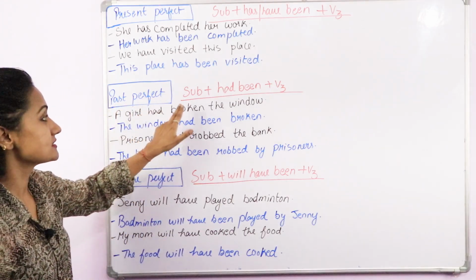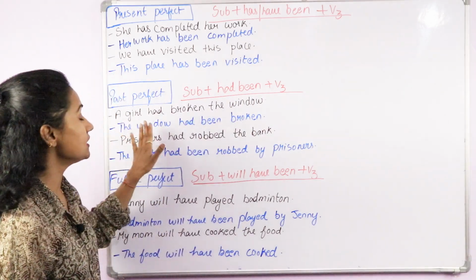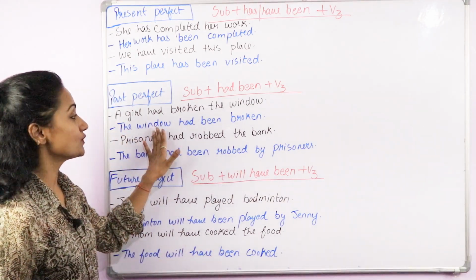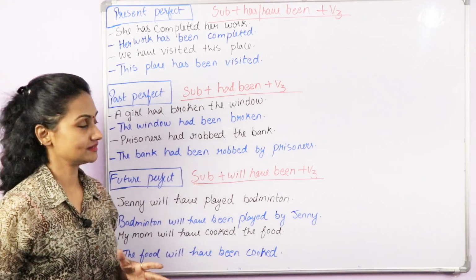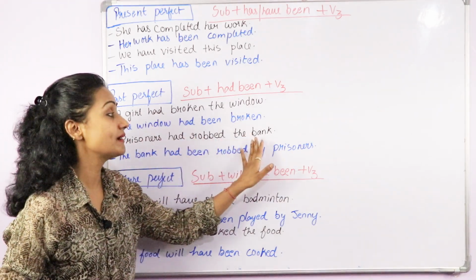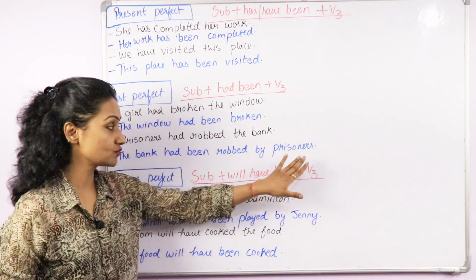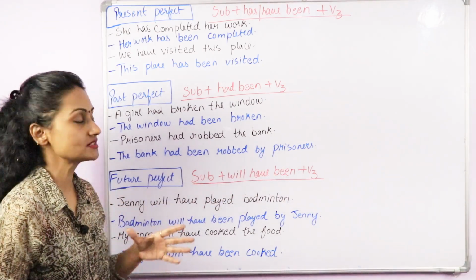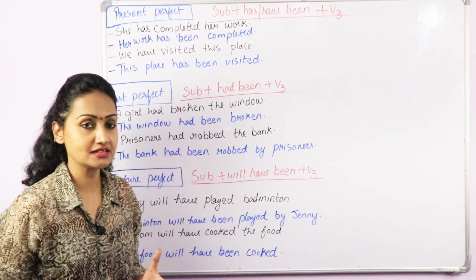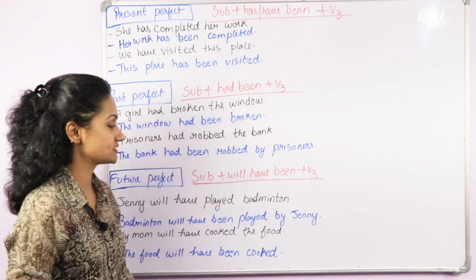Now past perfect, subject plus had been plus third form of the verb. A girl had broken the window, an active sentence. The window had been broken by a girl. Prisoners had robbed the bank. The bank had been robbed by prisoners. So here it's important to mention prisoners because it's giving information about who has done it, this has been done or this had been done by prisoners.